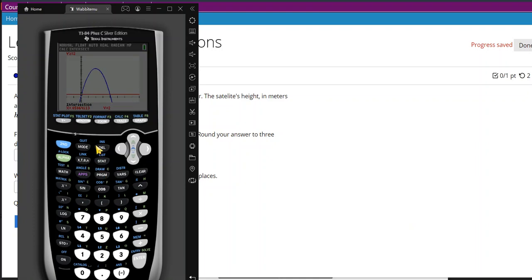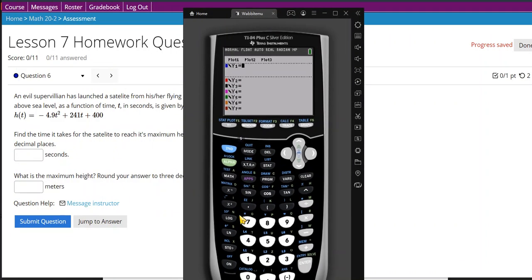Okay, so looking at this right now, we could just start typing that in. But just remember our window setting is a little funny. I changed everything, right? That'll stay funny. So let's just do it for now, though. So I'll clear these out. So just go to Y2 and go clear. And then to the top one and go clear. And then let's type it in. So it was negative 4.9x squared plus 241x plus 400.